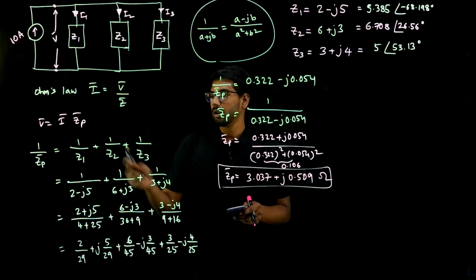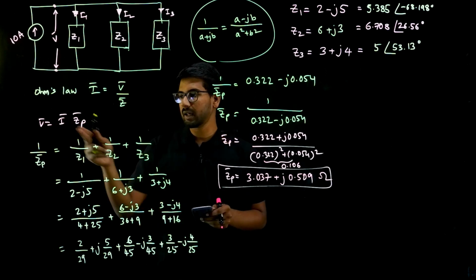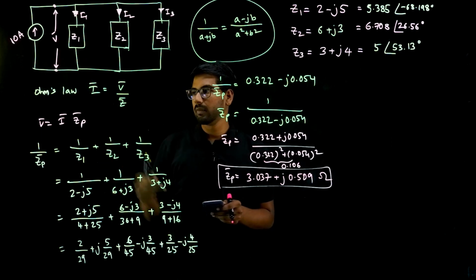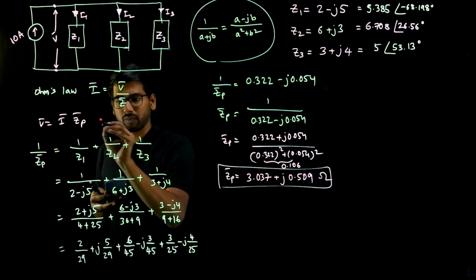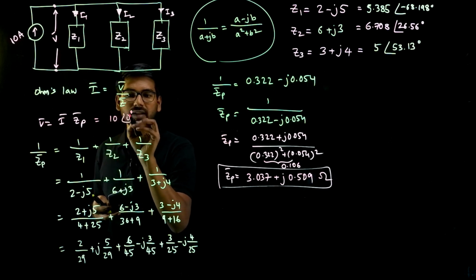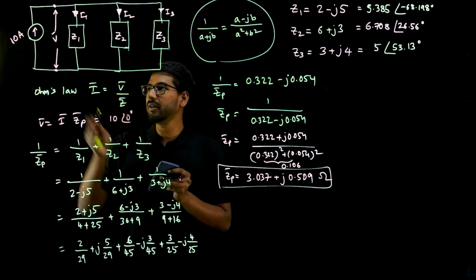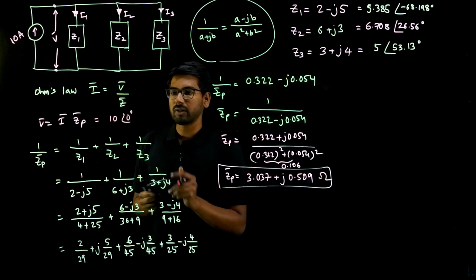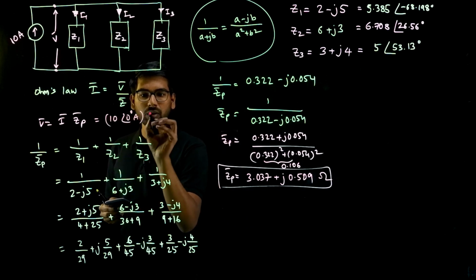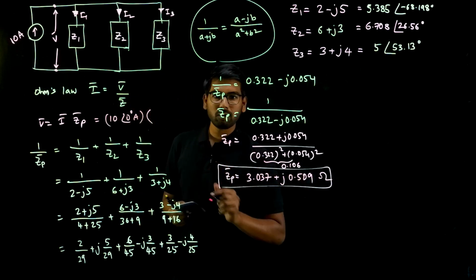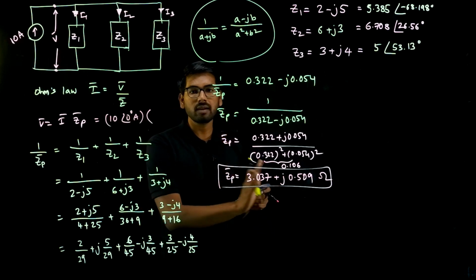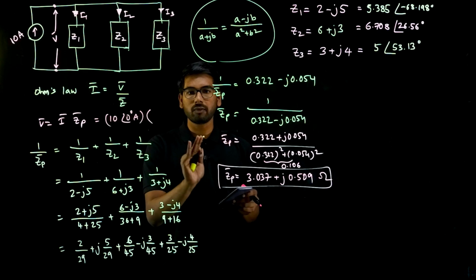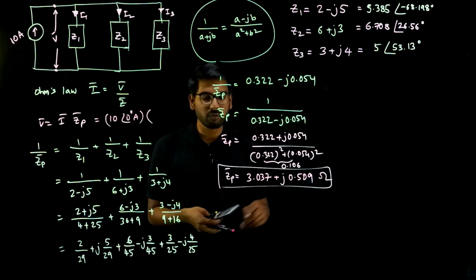Okay, now I need to multiply I bar into Z bar, but I bar is in polar form. So I bar here is 10 at 0 degrees. Okay, if nothing is given, 10 at 0 degrees you have to take. 10 at 0 degrees ampere into, this number should also be in polar form. If you multiply two complex numbers, both of them should be in either rectangular form or polar form. So just convert this into polar form.